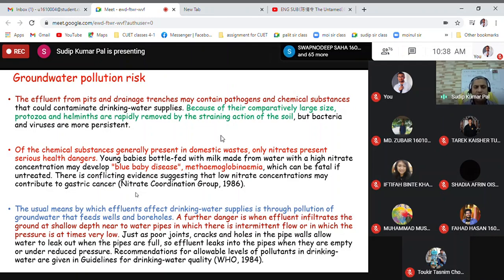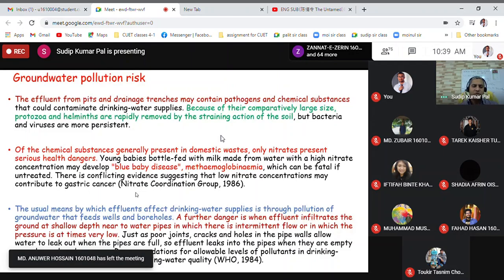As you can see, young babies bottle fed with milk made from water with high nitrate concentration may develop blue baby syndrome, sometimes we call it blue baby disease or methemoglobinemia, which basically fights with the hemoglobin, and they reduce the hemoglobin level. And then if they reduce the hemoglobin level, the baby's skin looks bluish in color. So then you can feel that the baby is having high nitrate concentration. So this can be fatal if untreated.